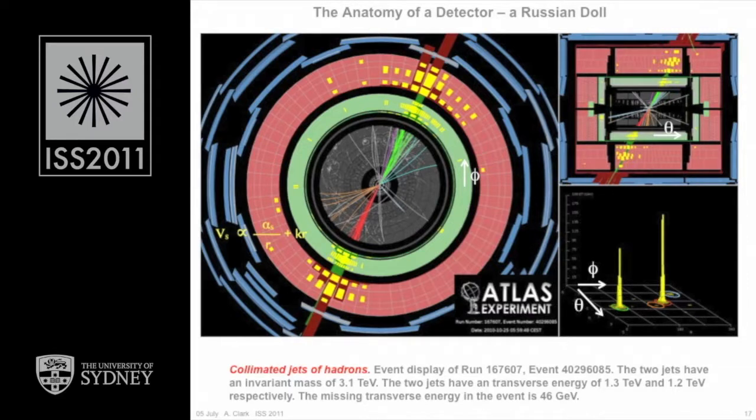Theta is the polar angle, and phi is the azimuthal angle. And here I flatten it out into a space. I'm sorry it doesn't come out very well, but you can see an enormous deposition of energy in the calorimetry. And we know that these come from quarks or gluons. This, by the way, is one of the highest energy two-jet events ever recorded. 3.1 teravolt of energy or mass is recorded in that particular event. That's a lot.